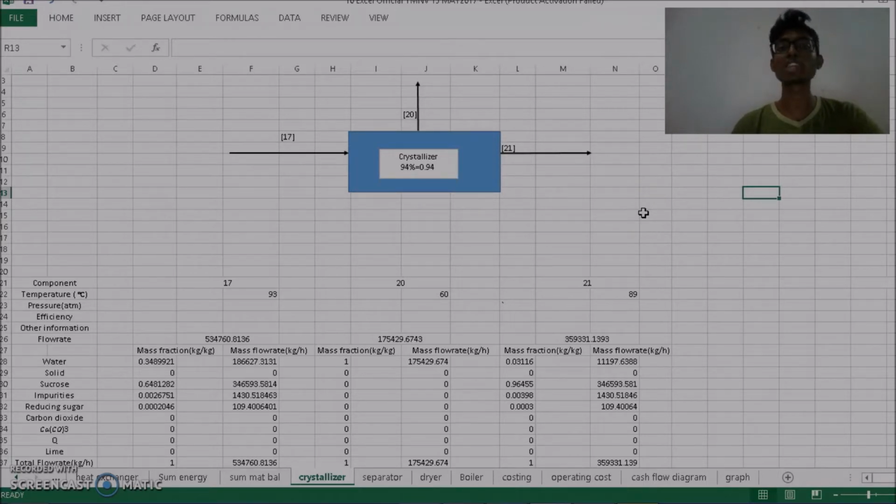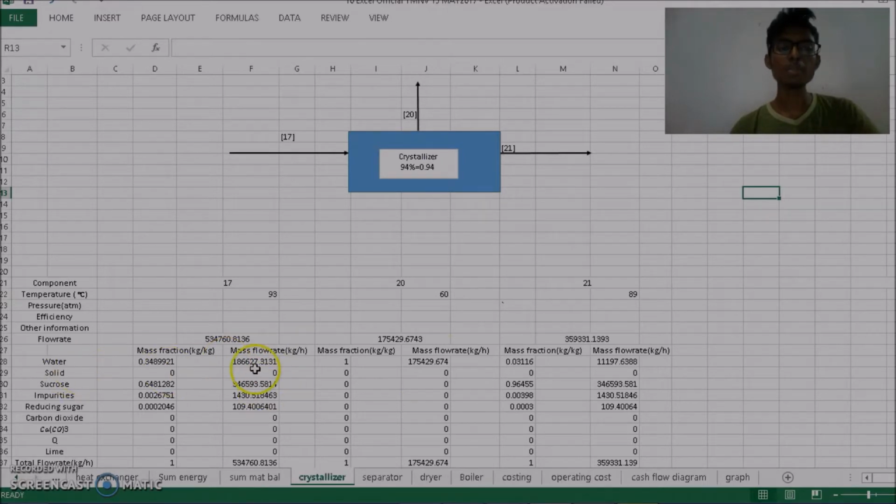So first of all, I would like to start the video by explaining about the material balance of the crystallizer, separator and also dryer. First is the crystallizer with an efficiency of 94%, and there are 3 different streams, 1 input and 2 different outputs. Since the efficiency is 94%, the water out stream will be 94% of water in.